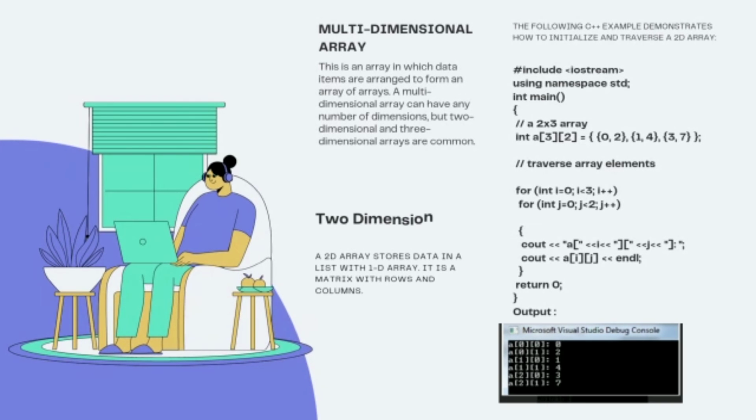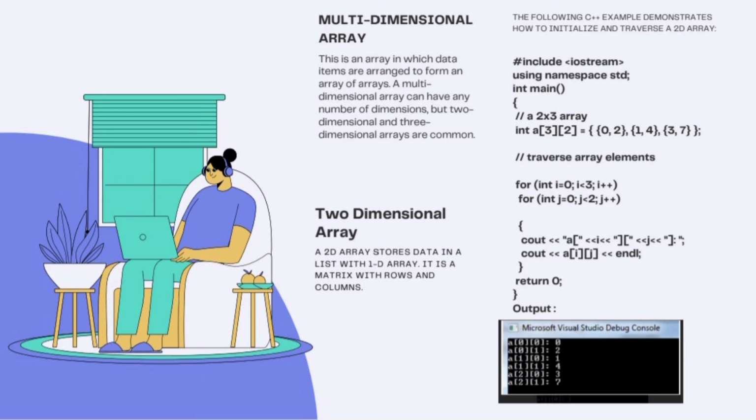Multidimensional array. This is an array in which data items are arranged to form an array of arrays. A multidimensional array can have any number of dimensions, but two-dimensional and three-dimensional arrays are common. Two-dimensional array. A 2D array stores data in a list with 1D arrays. It is a matrix with rows and columns. The following C++ example demonstrates how to initialize and traverse a 2D array.